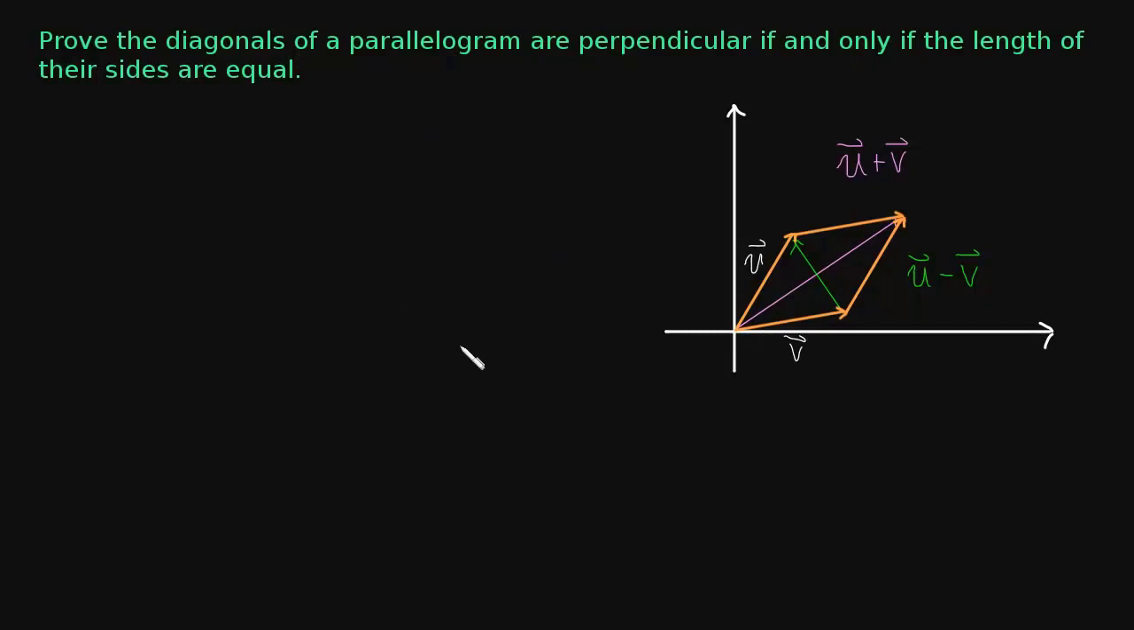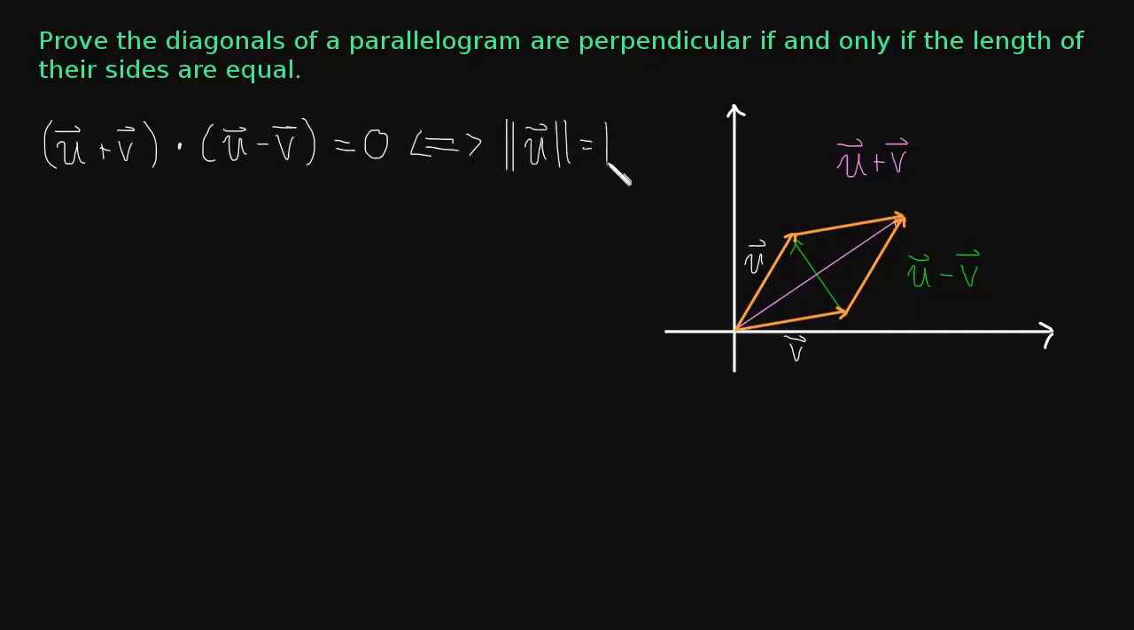Okay, so we have our two diagonals. Let's see if we can convert this statement into some math. So what we're trying to prove is that the diagonals u plus v and u minus v are perpendicular, right? So we could say that their dot product is 0. So the diagonals are perpendicular. That's this statement. The diagonals are perpendicular if and only if the length of their sides are equal. So this is length of u is equal to length of v.